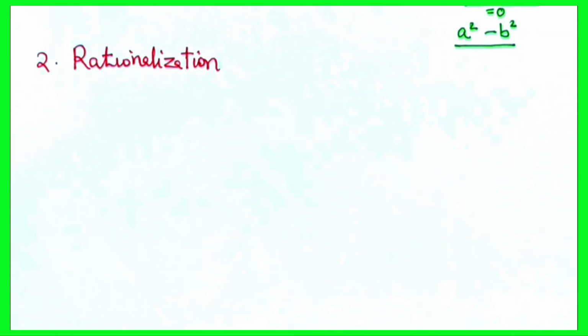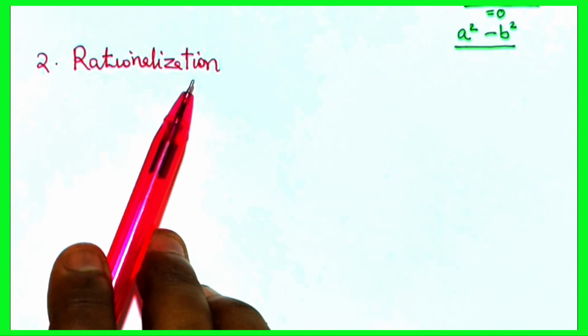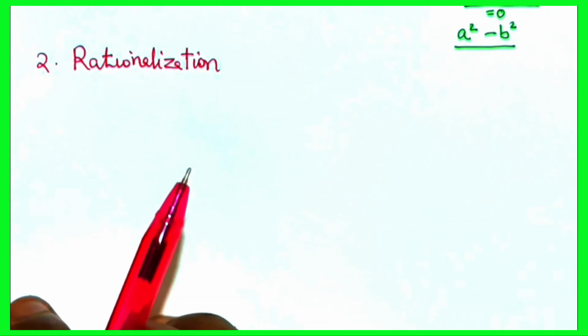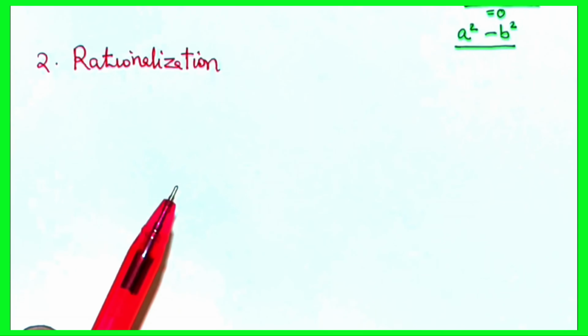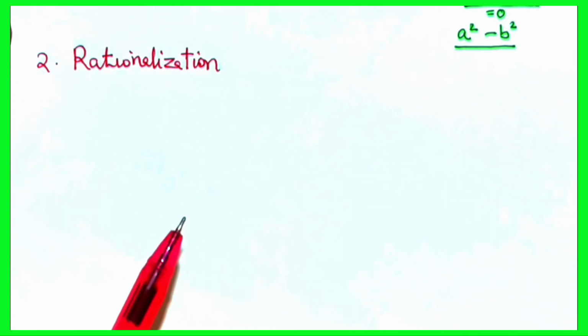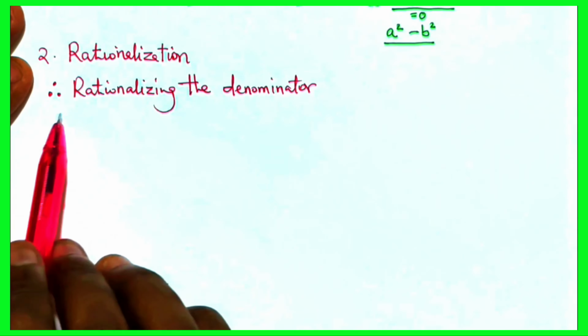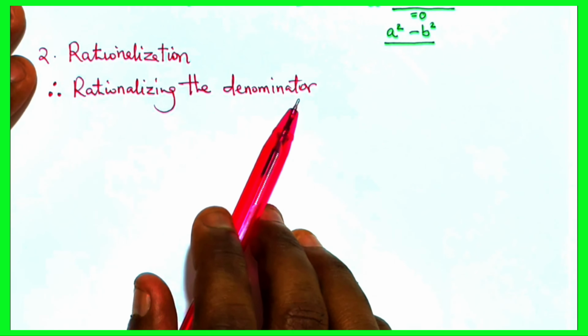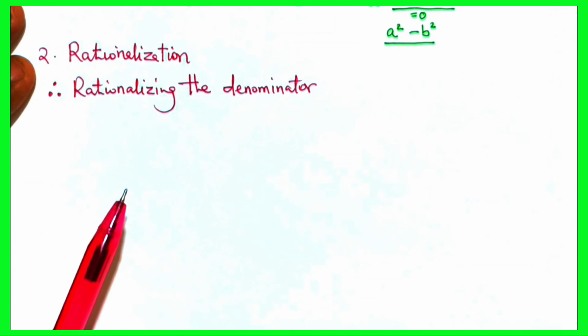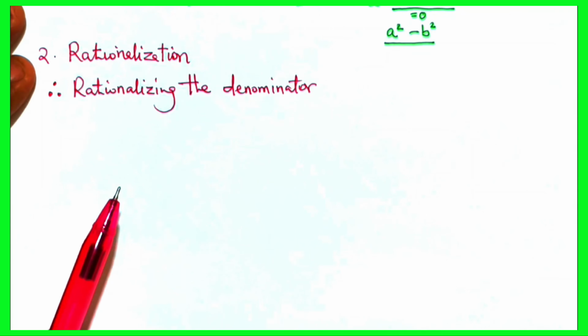The second word here, rationalization. This is the process of multiplying a surd, which is an irrational number, by its conjugate to get a rational number. And what does it mean to rationalize the denominator? This is when you are dealing with the fractional surd, where you end up expressing it in such a way that the denominator does not have a surd. In simple terms, it's like we are getting rid of the root sign on the denominator.